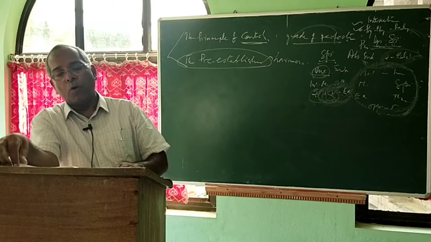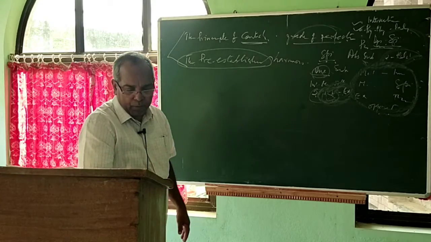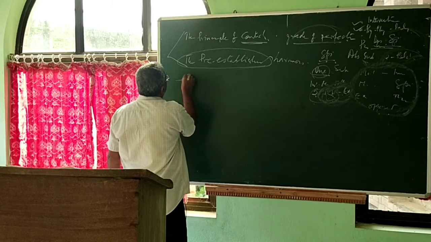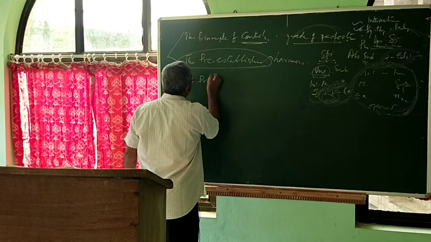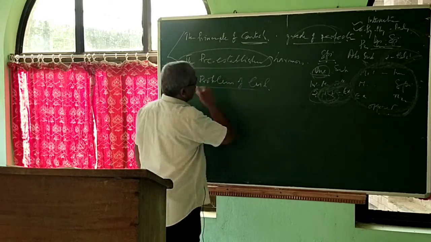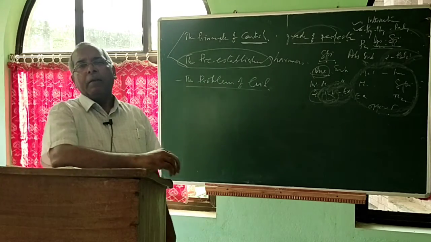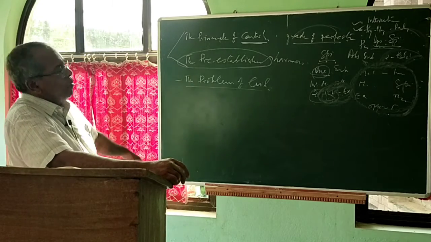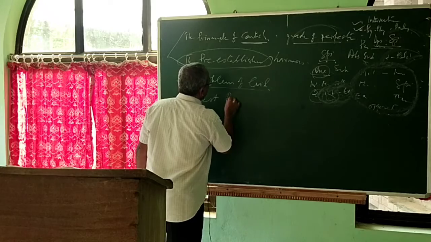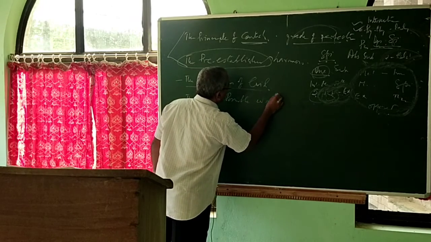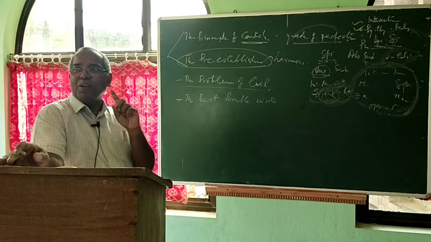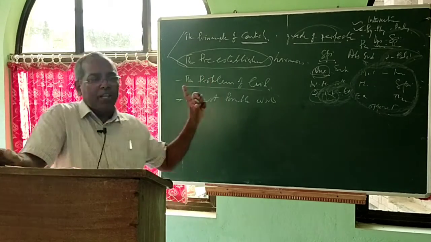Well, two more points to be remembered. That is all part of the metaphysical framework. Now, the problem of evil, as well as the best possible world. According to Leibniz, this is the best possible world that God could have ever created. So that's why these two points come together.